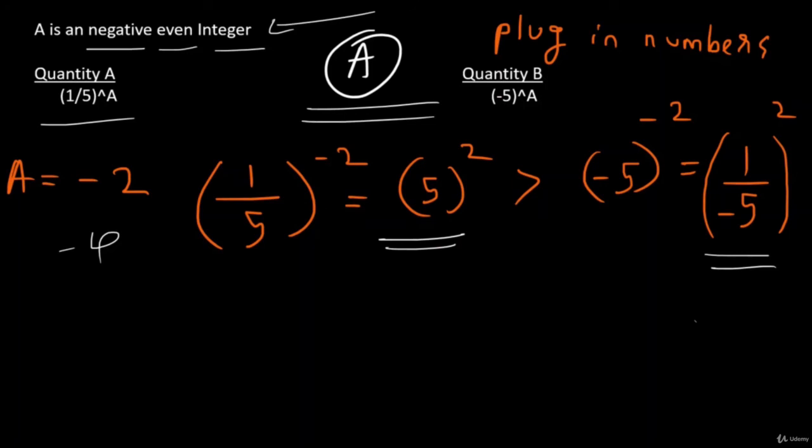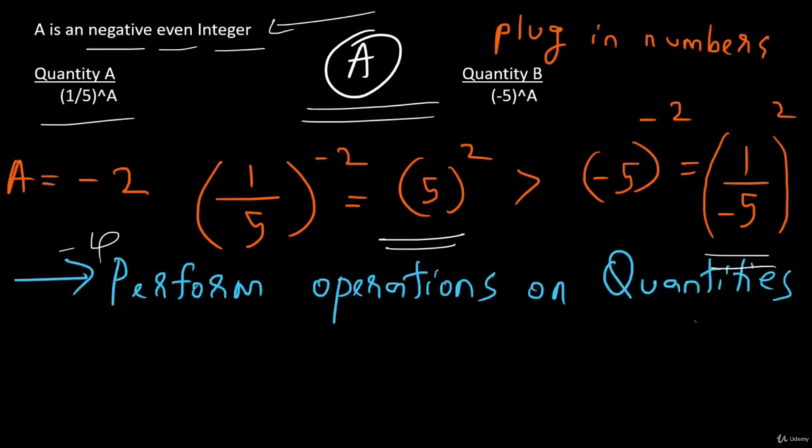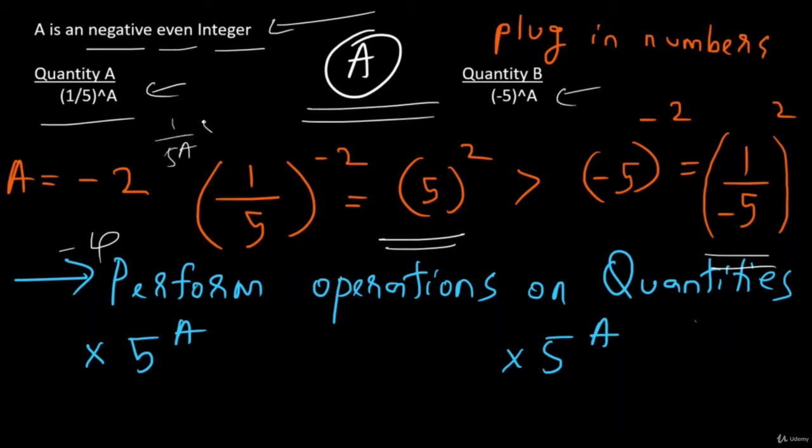Now let's perform operations on quantities to approach this question in a different manner. Again, we start with the quantity A and quantity B in this manner. Now let's multiply both of these with 5 to the power A. Alright, now quantity A will become 1 by 5 to the power A into 5 to the power A, which is equal to 1, right? Because 5 to the power A is a positive number, so you can do that. So your quantity A is equal to 1.